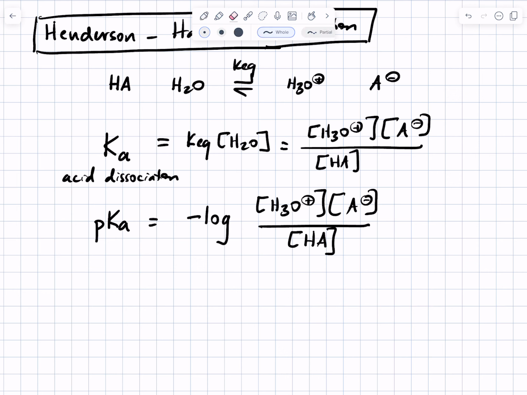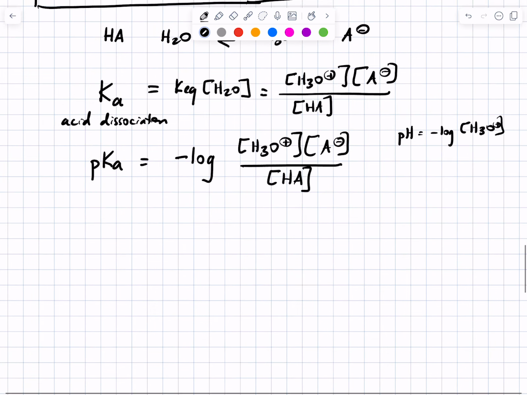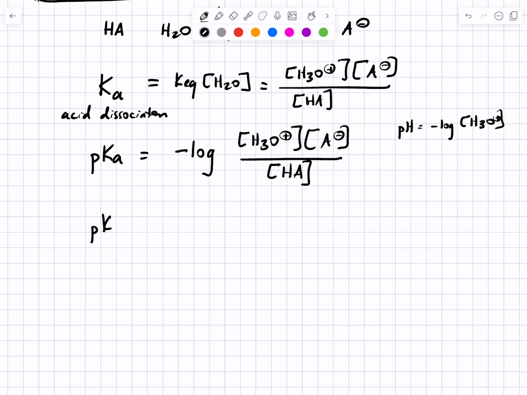We're going to use that along with the definition that pH equals minus log of hydronium concentration to rewrite this equation as follows. pKa equals pH plus, still, minus log of whatever's left in that quantity. See what we did there? We just used properties of logarithms to separate out the log of the hydronium concentration.